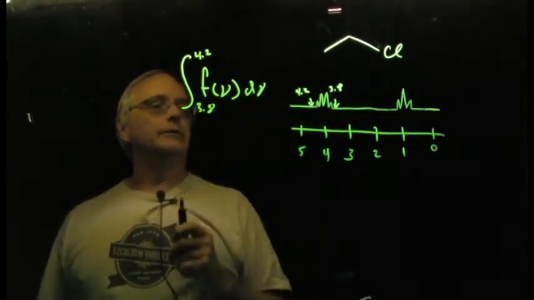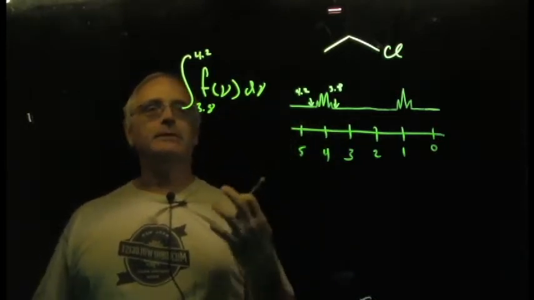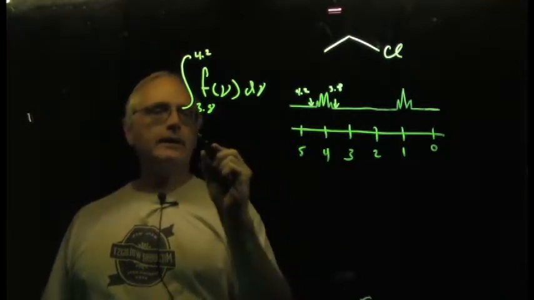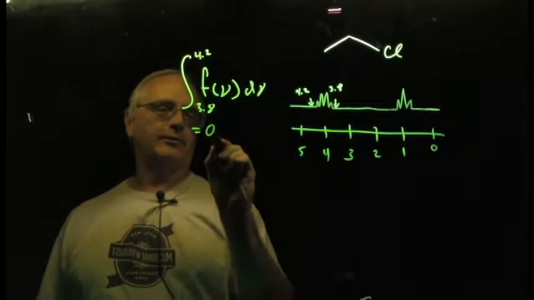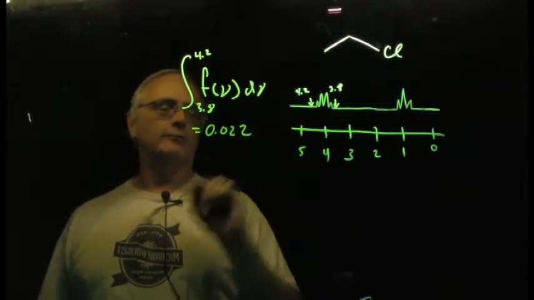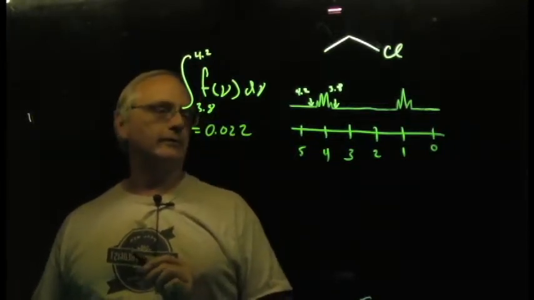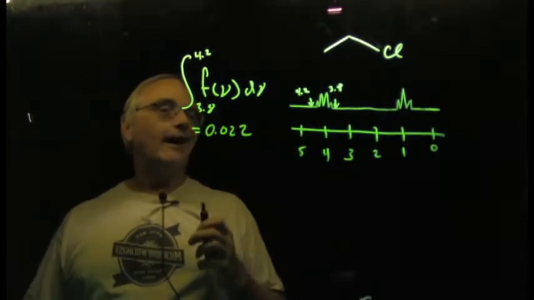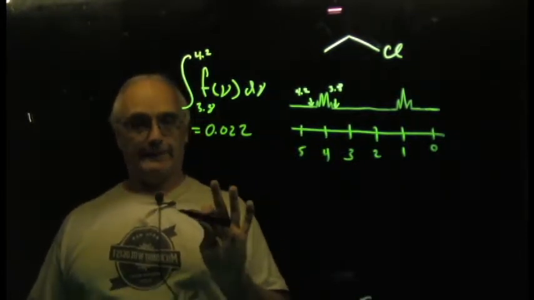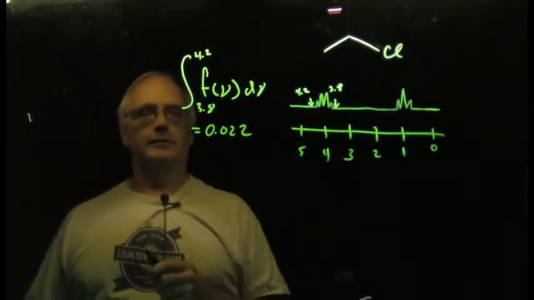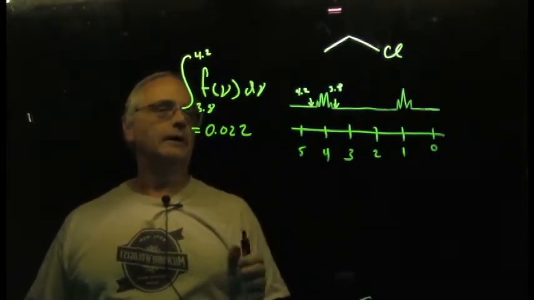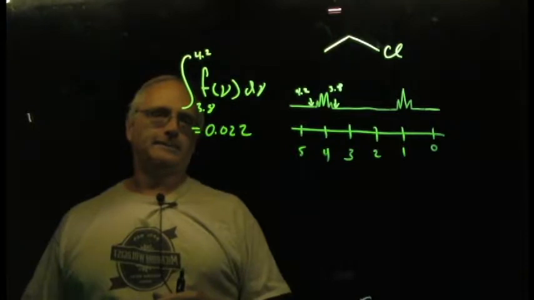But what it will do is come back and give me a number. Let's pretend for a moment it comes out like this, 0.022. It's very unlikely it's going to come out to be a nice, pretty whole number. Maybe a large number, maybe a small number. It doesn't matter. It comes out with a number. So I make note of that.